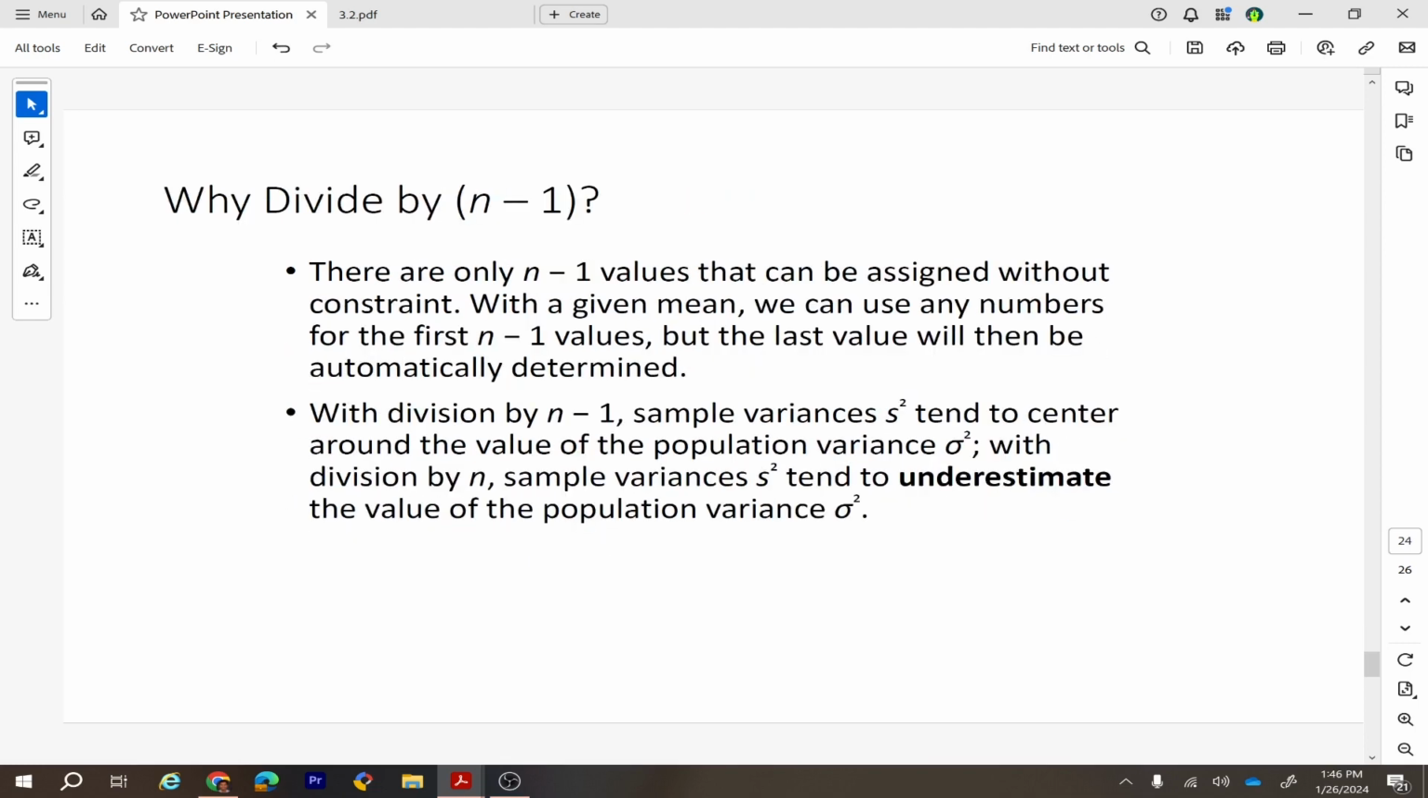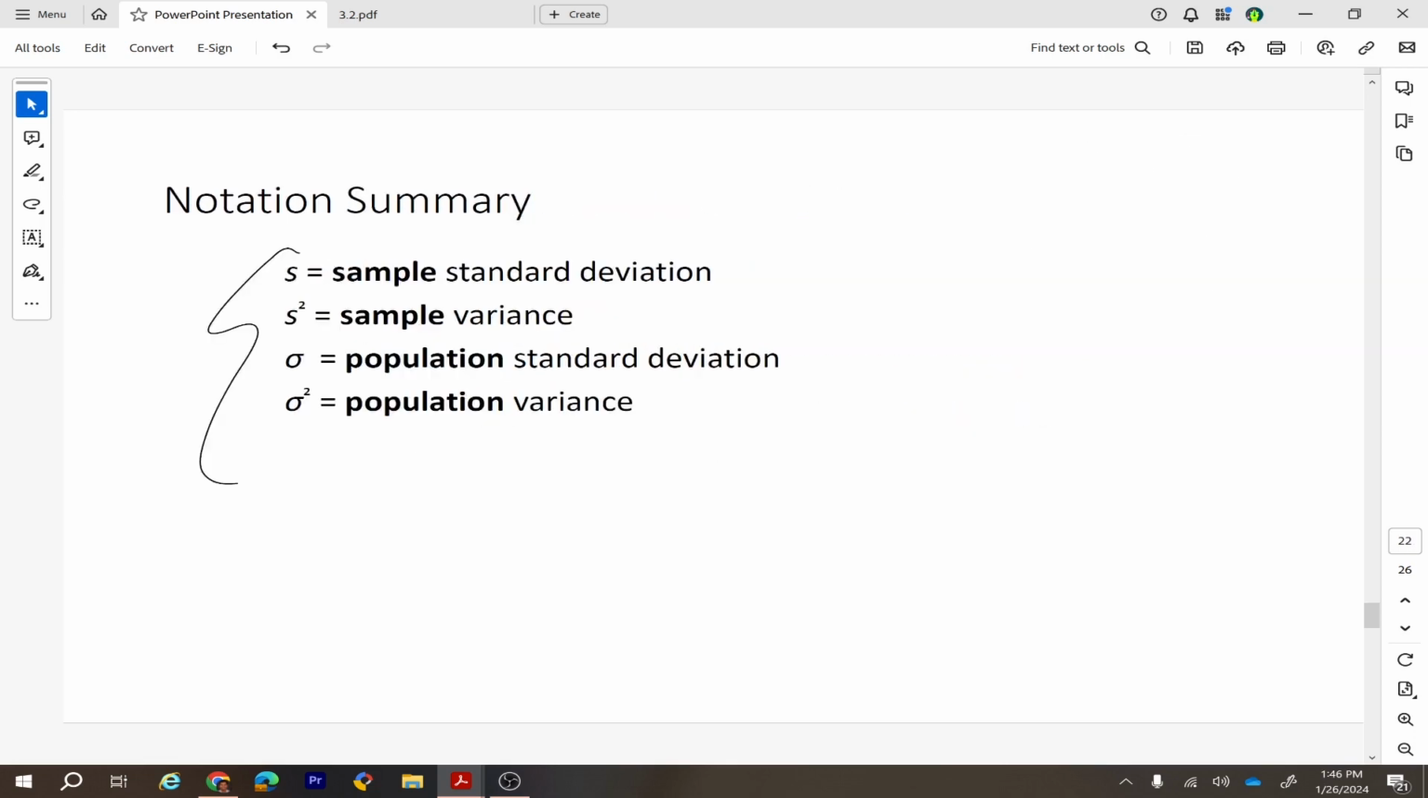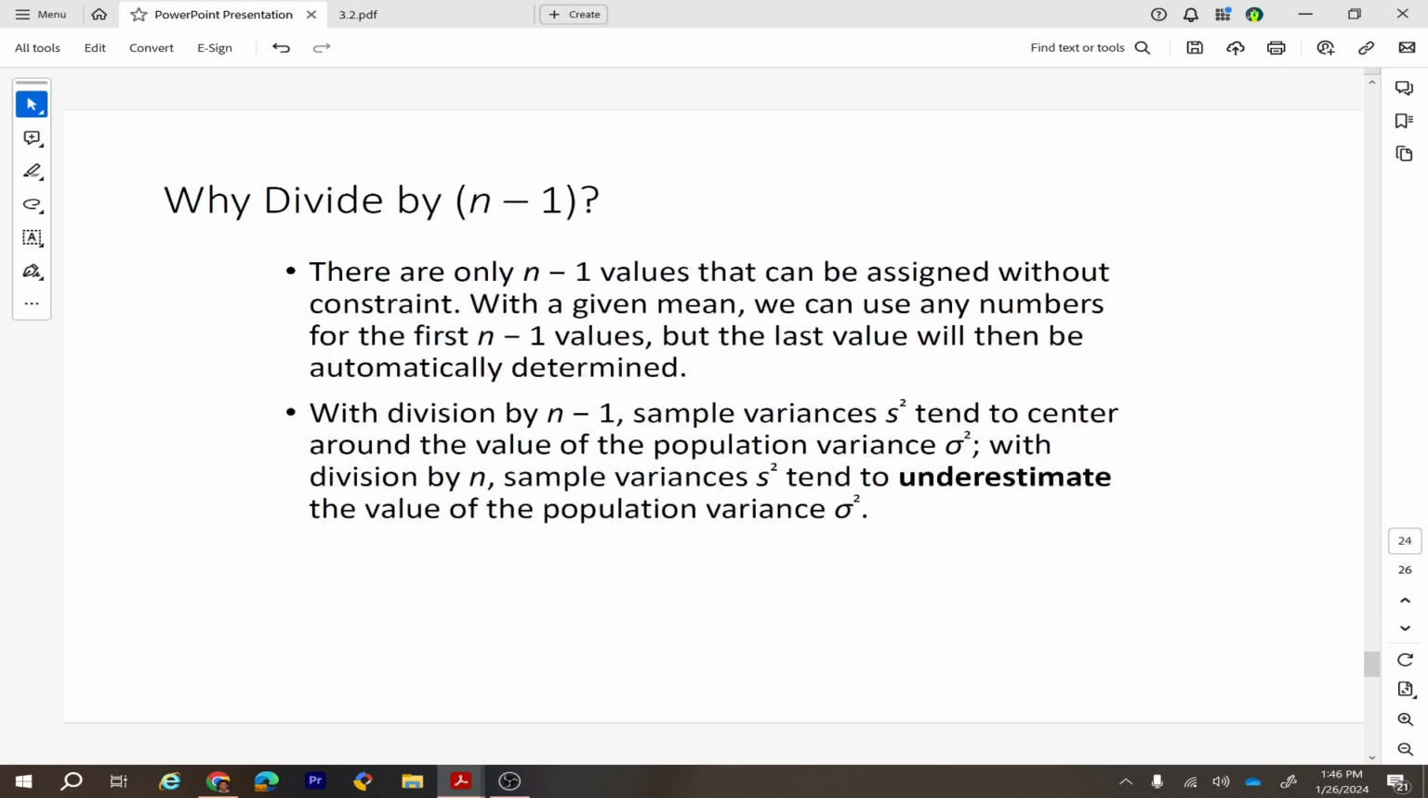So if you notice one thing here: when we calculate the standard deviation for the population, we divide by the whole population size, but when we calculate the standard deviation of the sample, we divide by n minus 1. The reason for that is when we choose the sample, there is only n minus 1 flexibility to choose the members for the sample. That's why we divide by n minus 1.